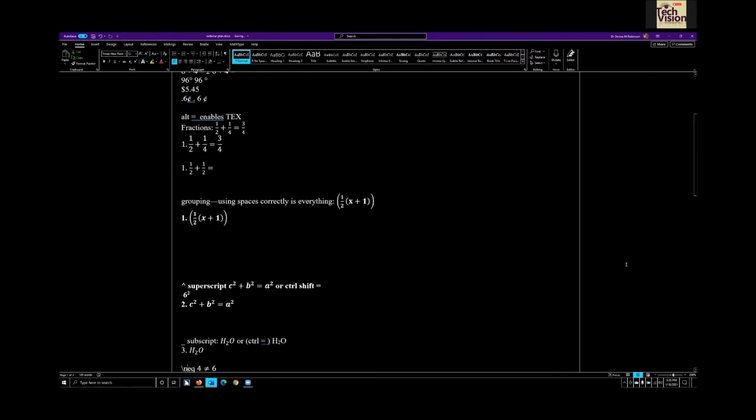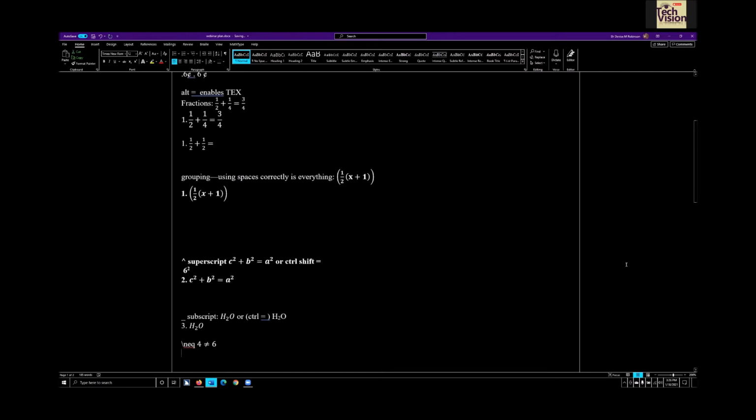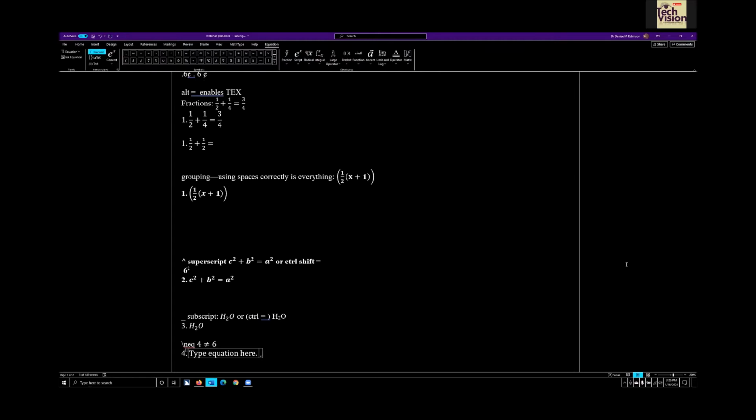Let's go ahead. Backslash, not equal 4 not equal to 6. Yeah, we ignore them. Okay, so back to the backslash, and Professor Betsy's going to show more of that. So we're going to hit enter down here, and we're going to go ahead and do 4, period, space. Alt equals selected. Type equation here, backslash. So this is going to begin some of the negatives.